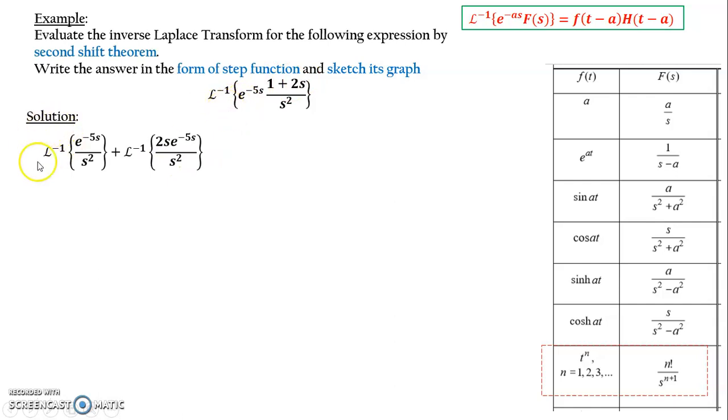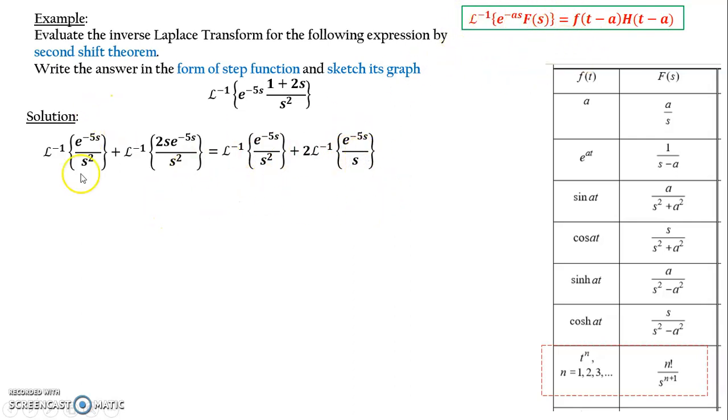By using the theorem of linearity, you can split this into two, so that you have the inverse Laplace transform of e to the power negative 5s multiplied with 1 over s squared, plus the inverse Laplace transform of e to the power negative 5s multiplied with 2s over s squared. The s and s squared I can cancel, so I have 2 times the inverse Laplace transform of e to the power negative 5s over s. Once the function is in the form e to the power negative as multiplied with any function F(s), I can just apply the second shift theorem.